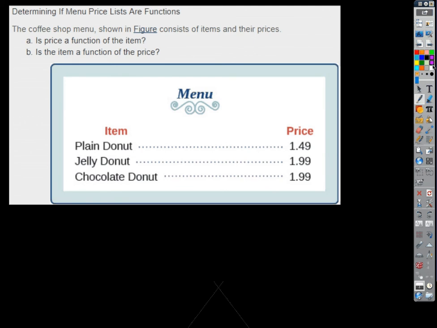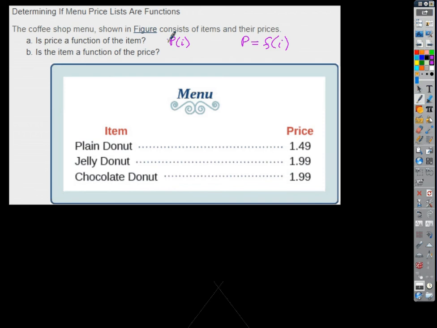Okay, so we could write this as P of I equals some output. Another way we could write that is price equals some function of I, where price is the output, whatever we're going to call the output of the function we're inputting I. This is the way we've talked about it.